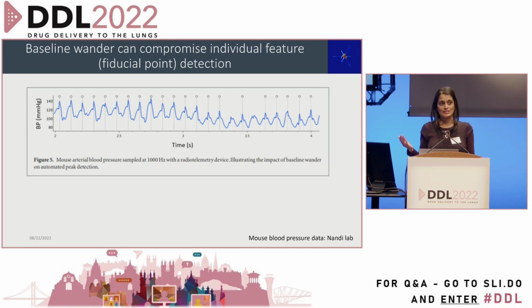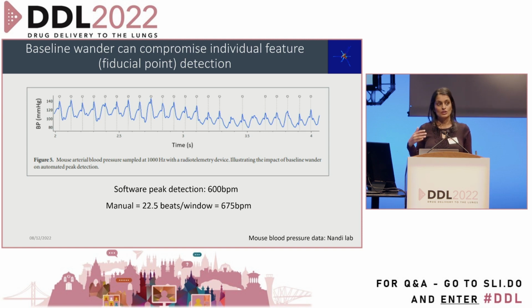And we're not really ever going to get around the issue of baseline wander. Animals and humans will always move around. So this is mouse blood pressure data. It could easily be a human. And you can see that the algorithm has put a dot on the points that it thinks are beats. And you can see around 3.5 seconds, it skipped a couple of beats. Now, if it systematically keeps doing that, you're going to get a systematic underestimation of rate and overestimation of variability.